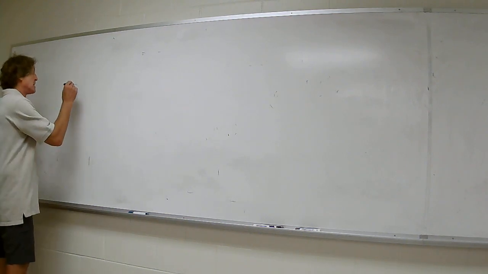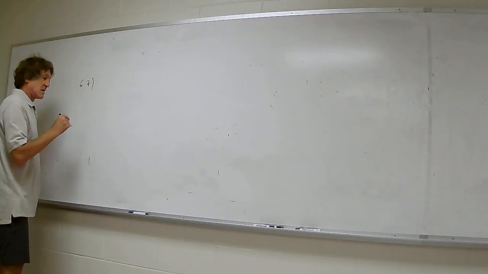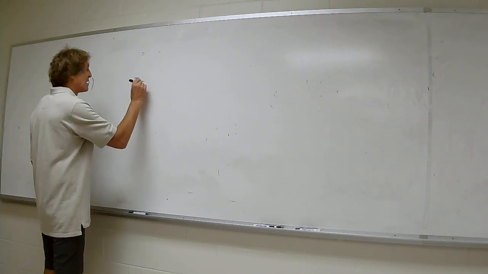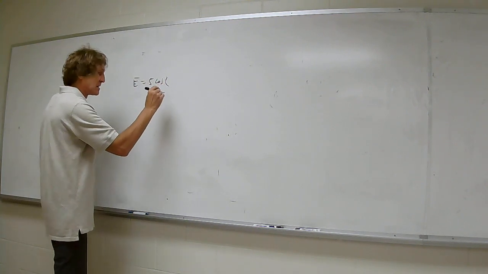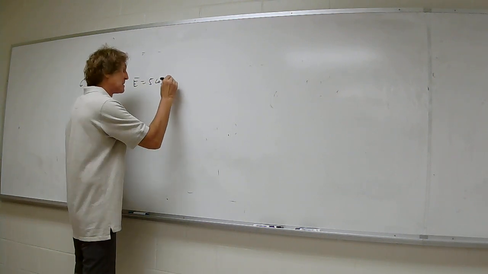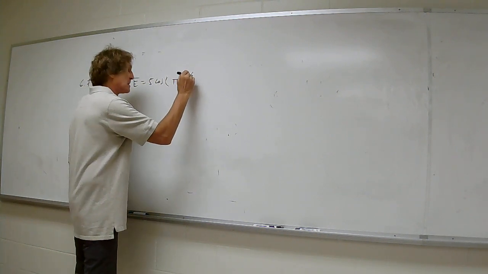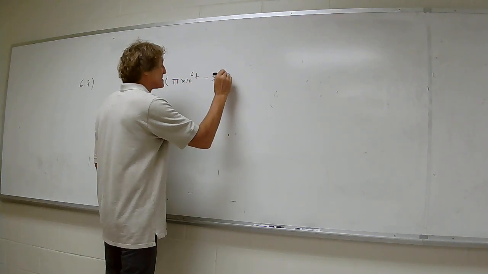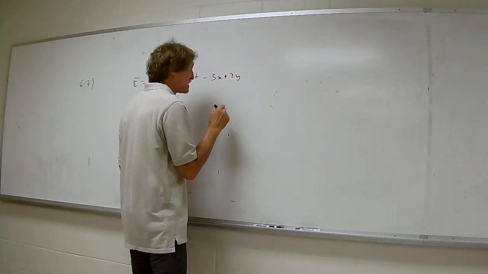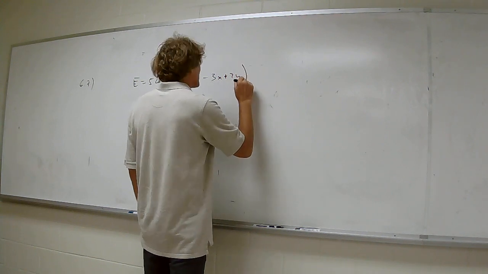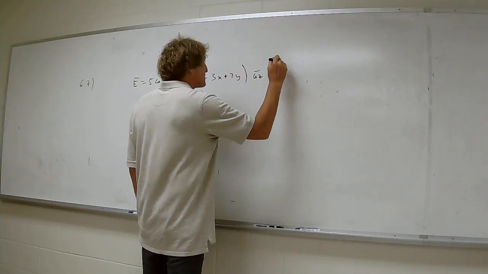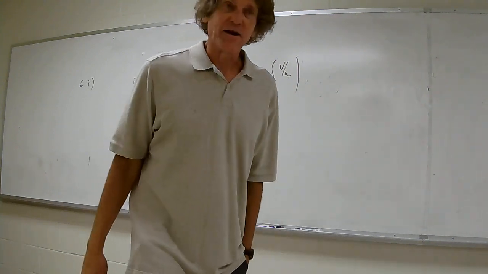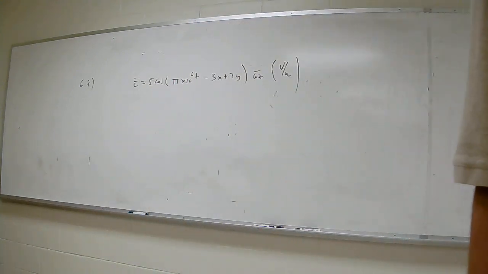I got you. 6.7 says suppose E equals 5 cosine of pi times 10 to the 6th t minus 3x plus 2y in the az direction. And this is volts per meter? Yep. Find A_P and H. All right. Yeah. Now, this is a good one.